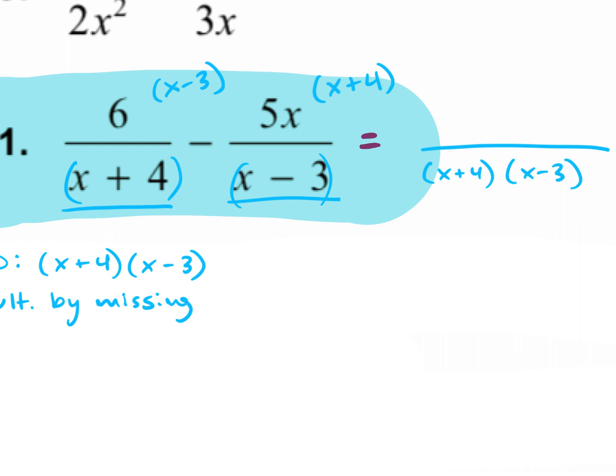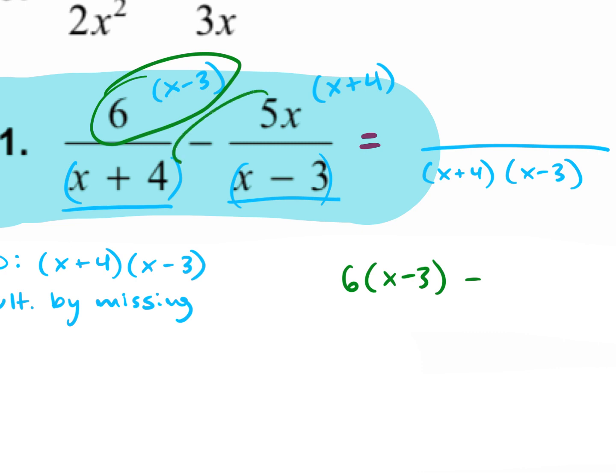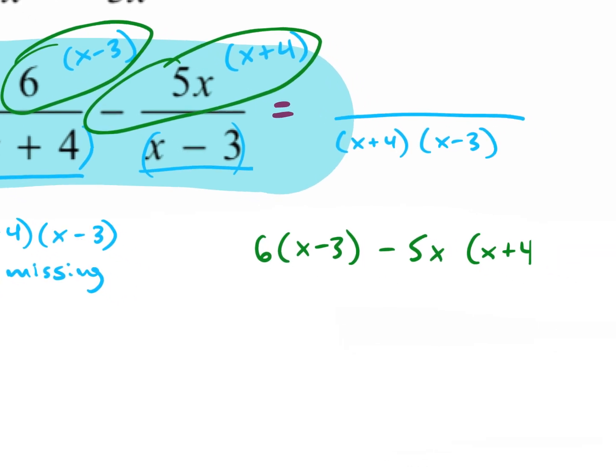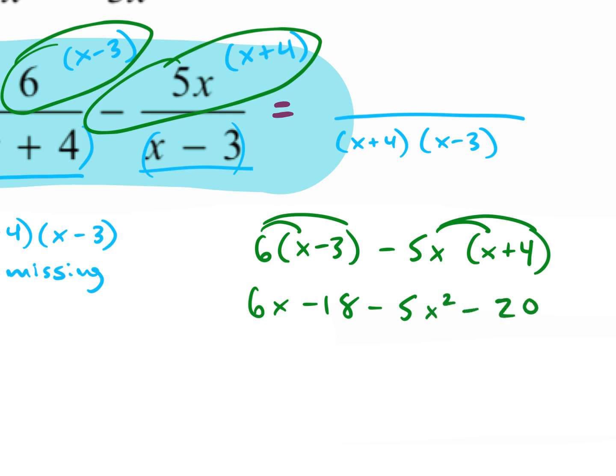I'm going to do the math down on the bottom here, just so we have more room. We have 6 times x minus 3, minus, don't forget the sign in the middle, so minus 5x times x plus 4. What would we do next to simplify? Distribute, so we can distribute the 6 and distribute the negative 5x. So 6x minus 18 minus 5x squared minus 20x.